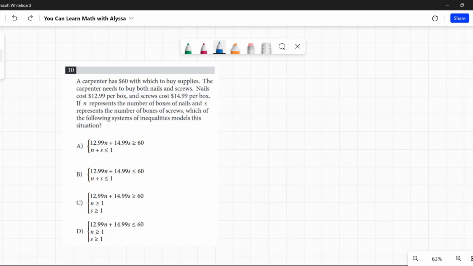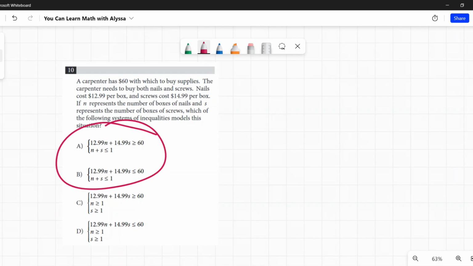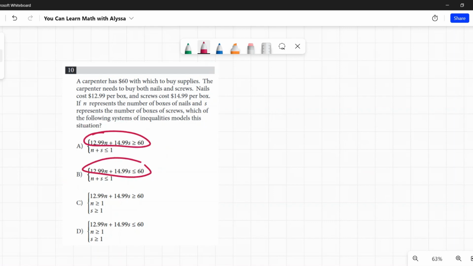If N represents the number of boxes of nails and S represents the number of boxes of screws, which of the following systems of inequalities models this situation? I'm going to look at my answers first. I love to do that with these problems. It helps you out a lot. And I notice, look at my first two here. They're very similar. What's the difference in the first two? The only difference in the first equation in these is one has a greater than or equal to, one has a less than or equal to.